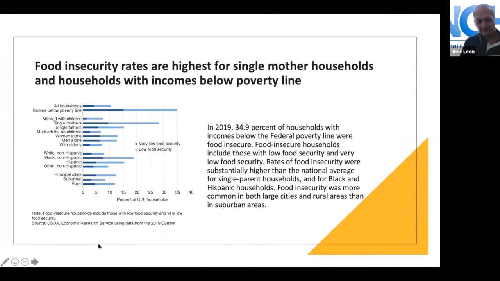So in the beginning, I said to pay attention to the slide showing social demographics. Specifically, we said that 33% of households are female-headed in public housing, and according to the Centers for Disease Control and the Economic Research Service, these are two independent resources. Food insecurity rates are highest for single mother households and households with income below the poverty line.